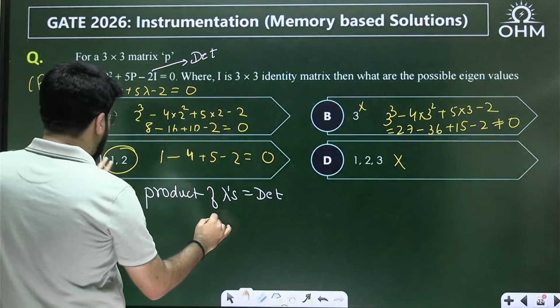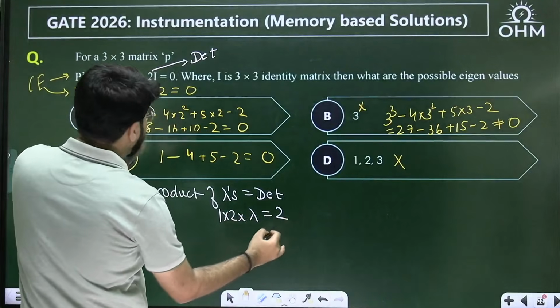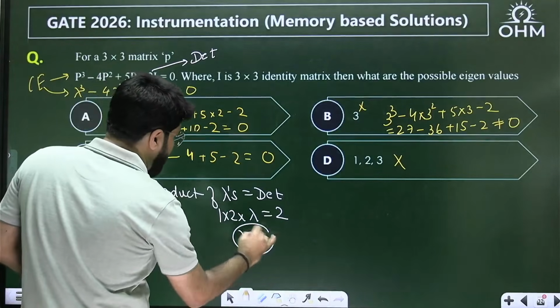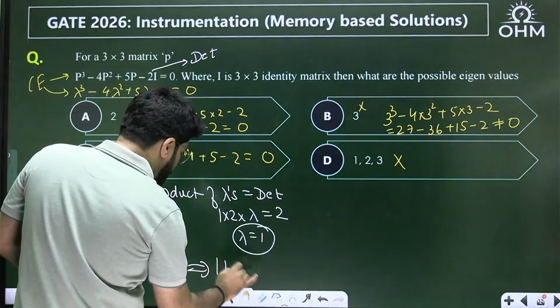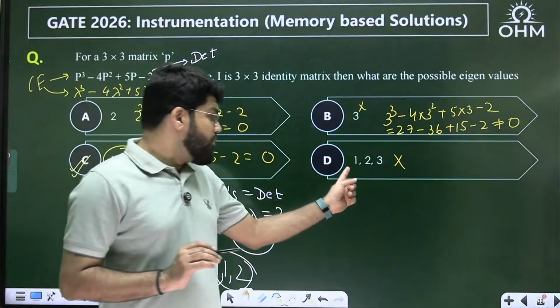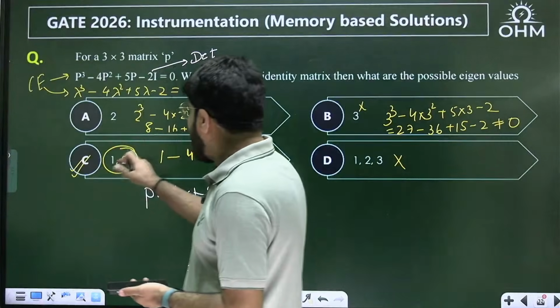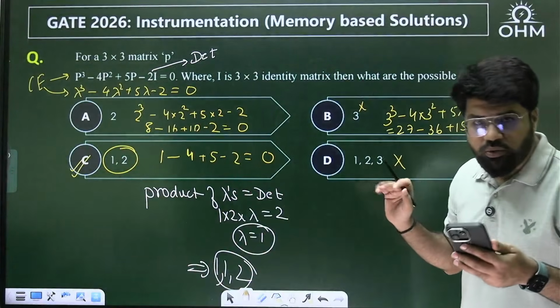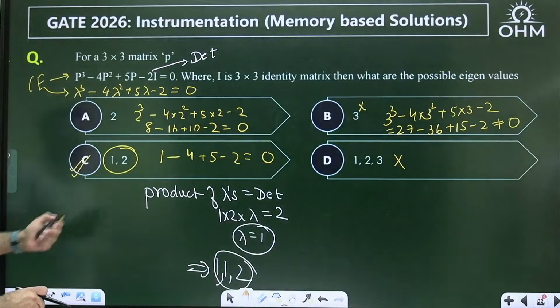Okay, the product of the lambdas, one of them is 2, one of them is lambda. Third, suppose I don't know, but the determinant is 2. So lambda equals 1. So what are all the eigenvalues? 1, 1, 2. That means two of the eigenvalues are 1. So if option D is 1, 1, 2, it would be right. So that you have to check. Otherwise, 1, 2. Got my point?